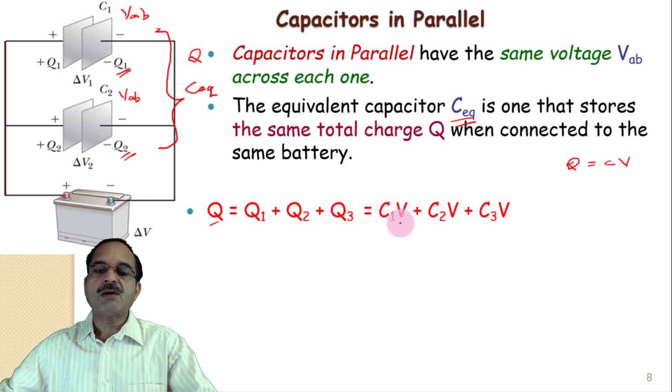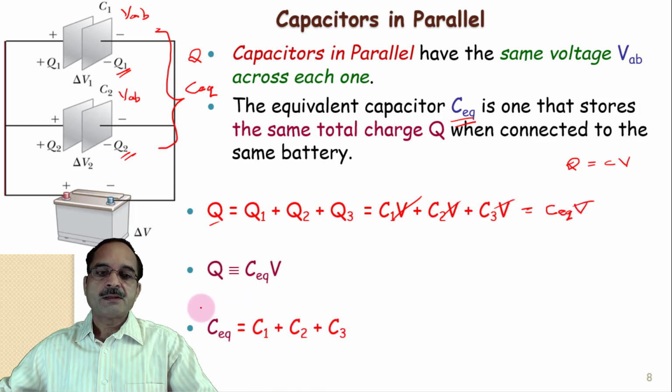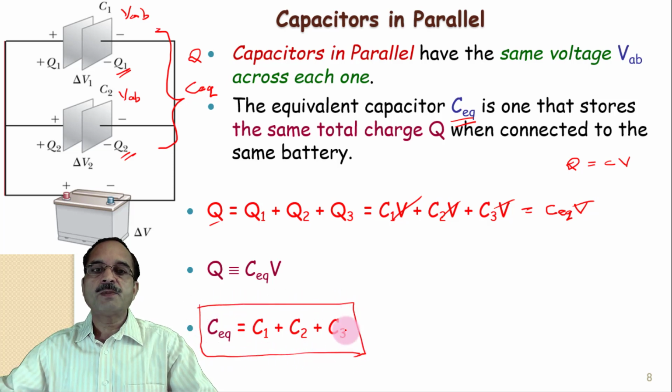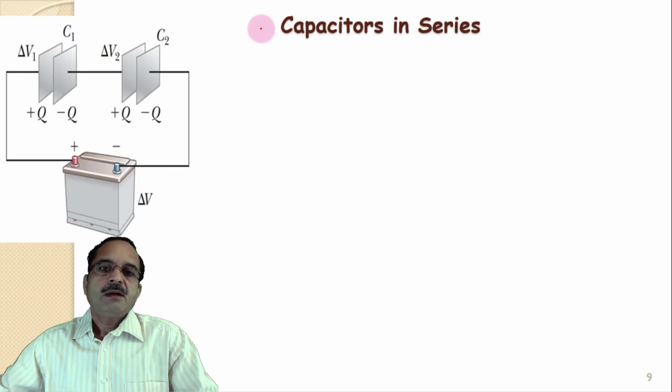Now as the voltage across all the capacitors is the same, we can write this as C1V plus C2V plus C3V. And this is the same as the equivalent capacitance C_EQ into V. So this V cancels, and this gives me C equivalent, that is the equivalent capacitance of the system, as C1 plus C2 plus C3. So this is the equivalent capacitance if three capacitors are connected in parallel.